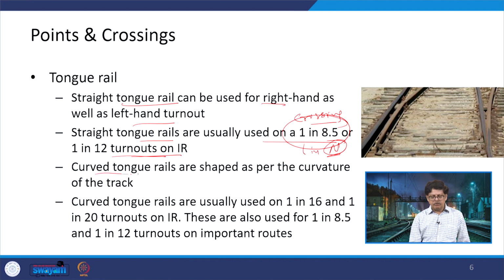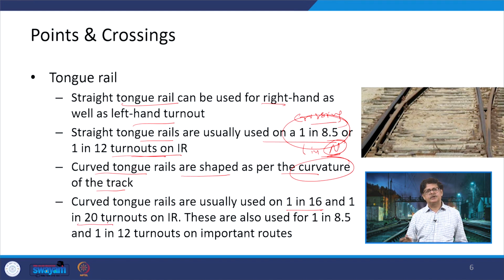Now, curved tongue rails are shaped as per the curvature of the track. So, whatever is the radius with which that turnout is being designed, or the movement from the straight section to the curved section and further is being designed, for that curvature only these tongue rails are going to be curved. They are usually used on 1 in 16 and 1 in 20 turnouts.